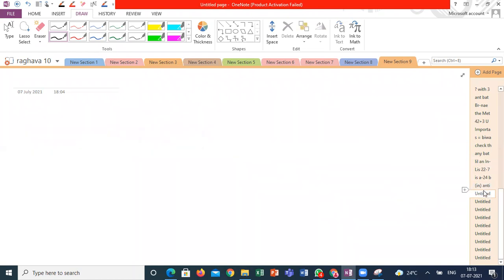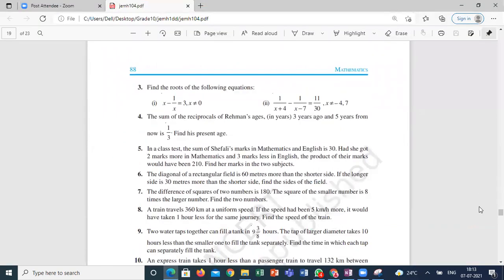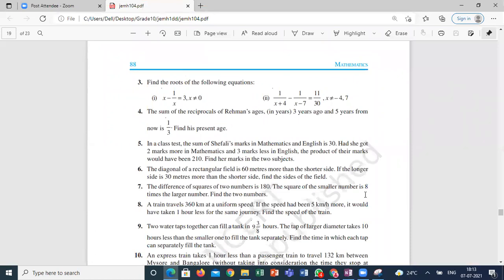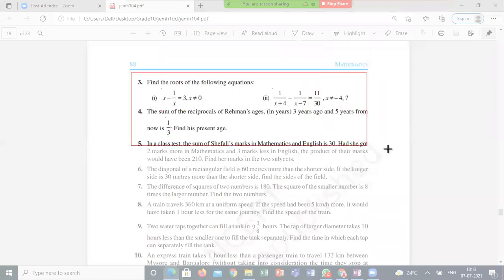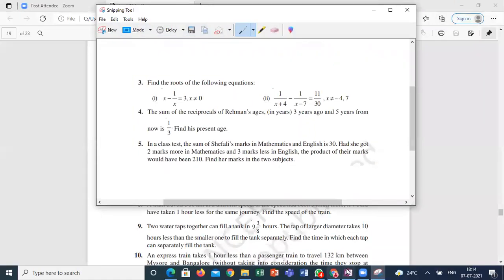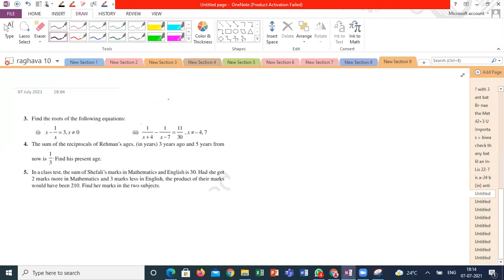I'm moving to question number 3. First question is using the completing the square method. We already did, in the last 2 sessions, how to do the completing the square method. This session I'm spending completely on the formula method of different cases. See here, he didn't mention what method you have to use. You can use any method. So question number 3, it's your wish. The examiner gave the freedom to apply any method.